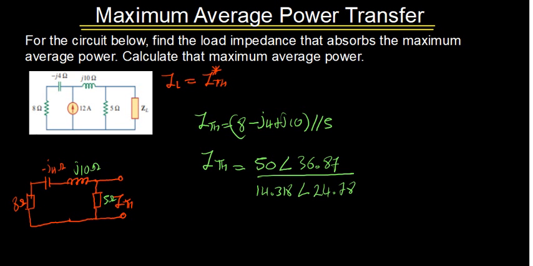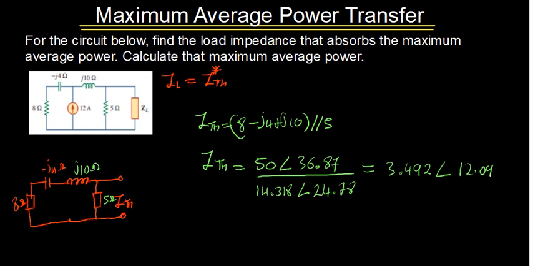What we do at this point is divide 50 by 14.318, which gives us 3.492. Then for the angle, we subtract 36.87 minus 24.78. That will give us 12.09.